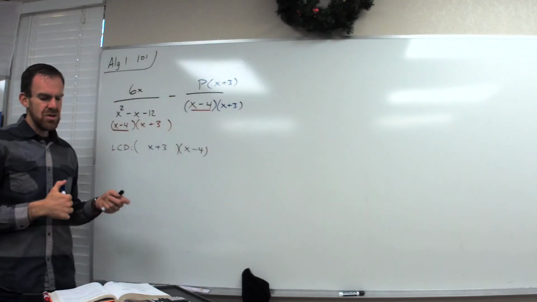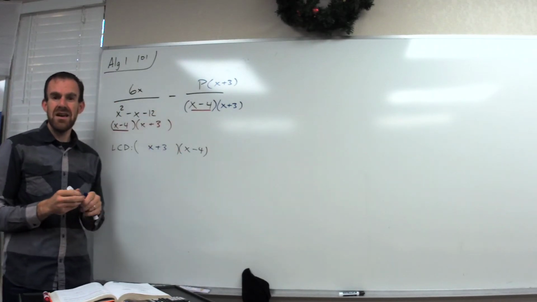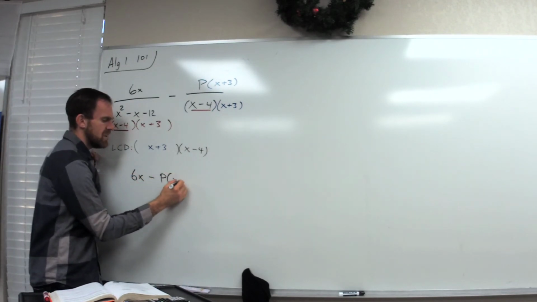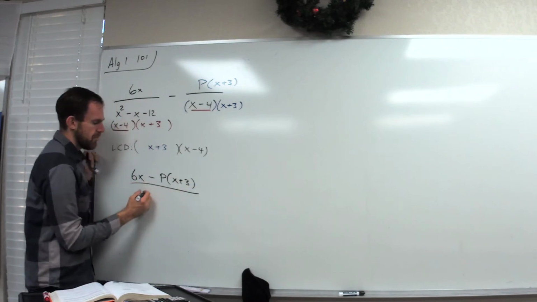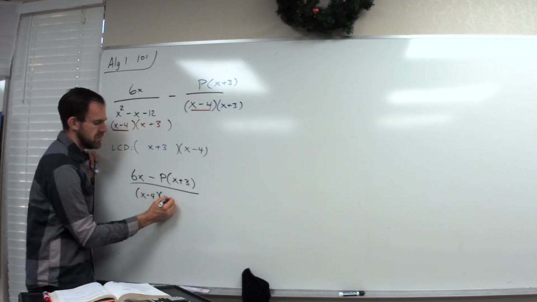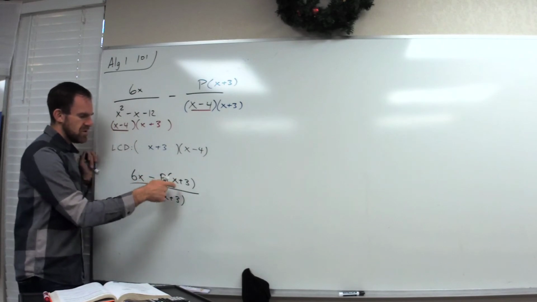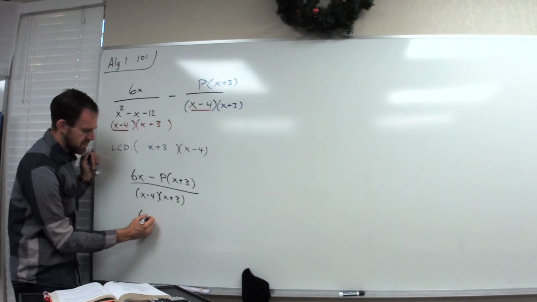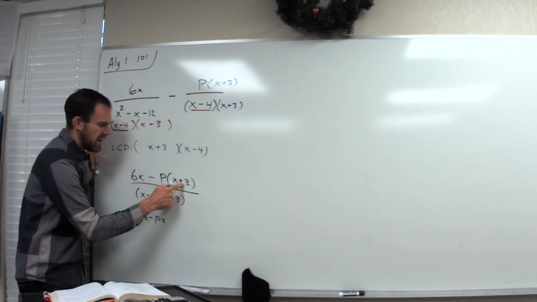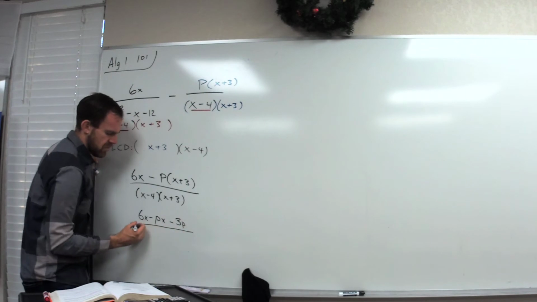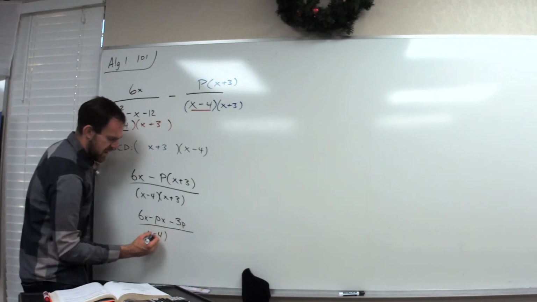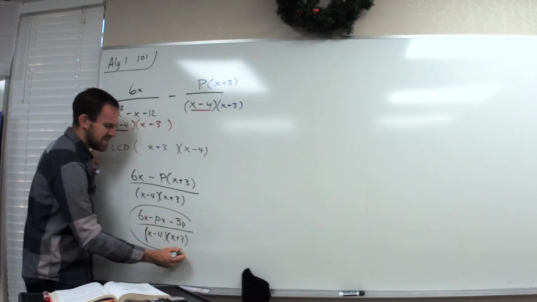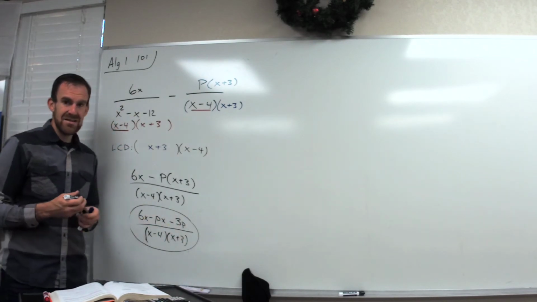Now, because oftentimes students make a mistake here with distributing that minus, I would ask you to write out the entire top without multiplying it first. Then you can multiply this out. So 6x minus px minus 3p over x minus 4, x plus 3. And that's your answer because there's nothing else you can simplify. You can't add 6 and p.